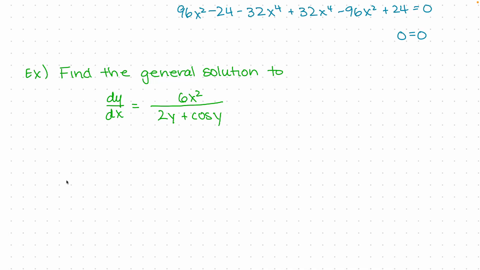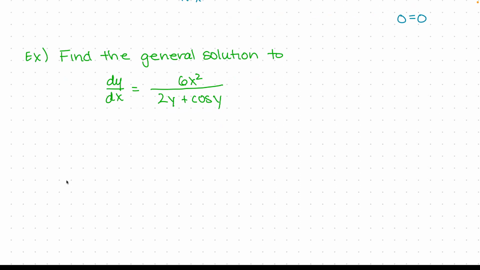So remember, the general solution is where we're going to have this plus c that we keep talking about. You'll see it in a moment. The second part of this question is to find a particular solution, meaning find the actual value for c for a particular situation. Let's just do this one first.